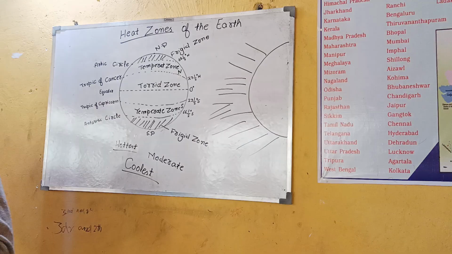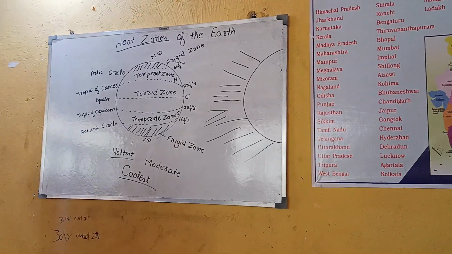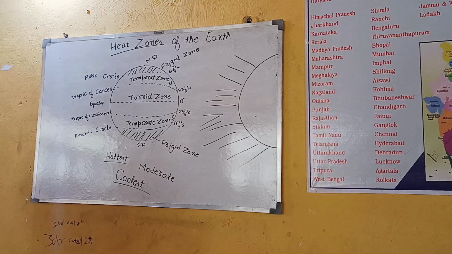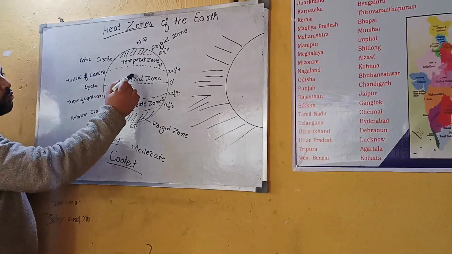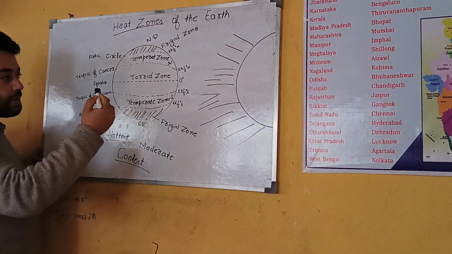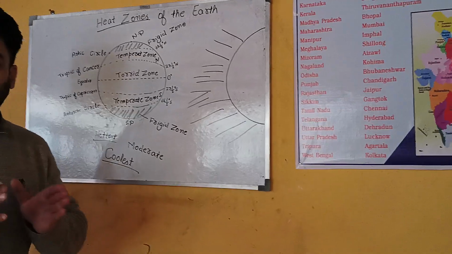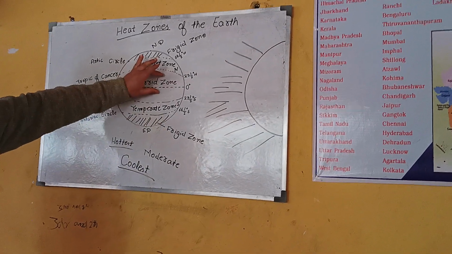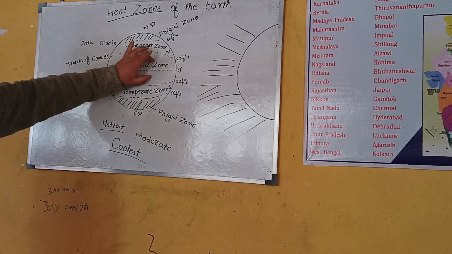The heat zones we have divided on the basis of the amount of heat the Earth receives from the sun. Number 1 is the torrid zone, which lies between the Tropic of Cancer and the Tropic of Capricorn. It receives the maximum amount of heat. The sun rays fall directly, vertically, on this zone. That's why it has the highest temperature. It is the hottest zone.